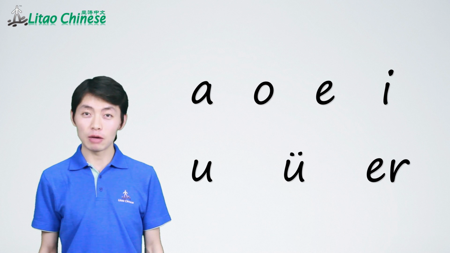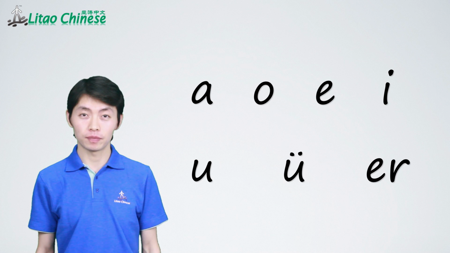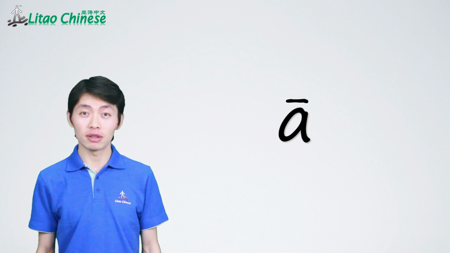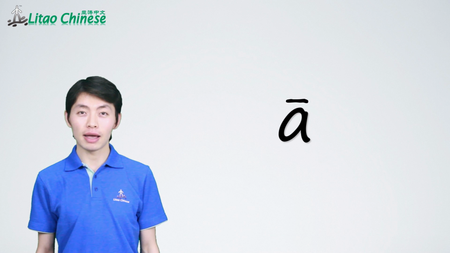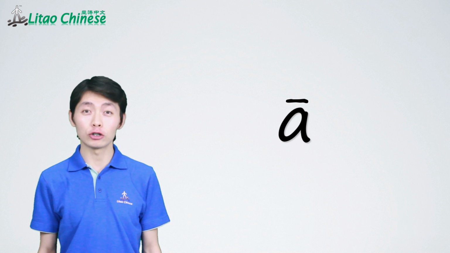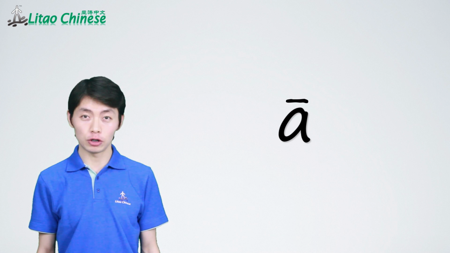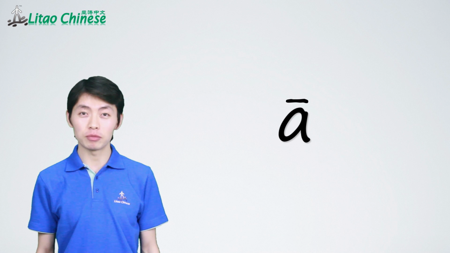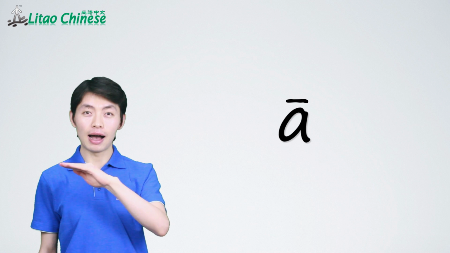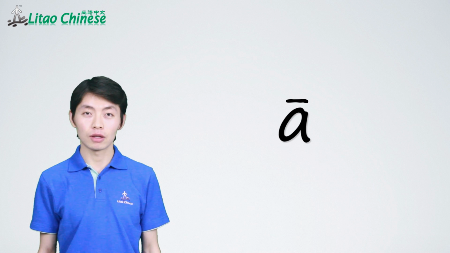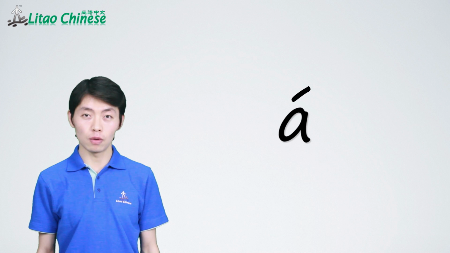Now let's practice the 7 finals with all 5 tones. I will take a as an example first. With the first tone, which is also called the flat tone, ā. Actually, this is the way that I showed you the 7 finals the first time, though I didn't put the tone mark on them. Repeat after me, please. ā. With the second tone, which is also called the rising tone, á.